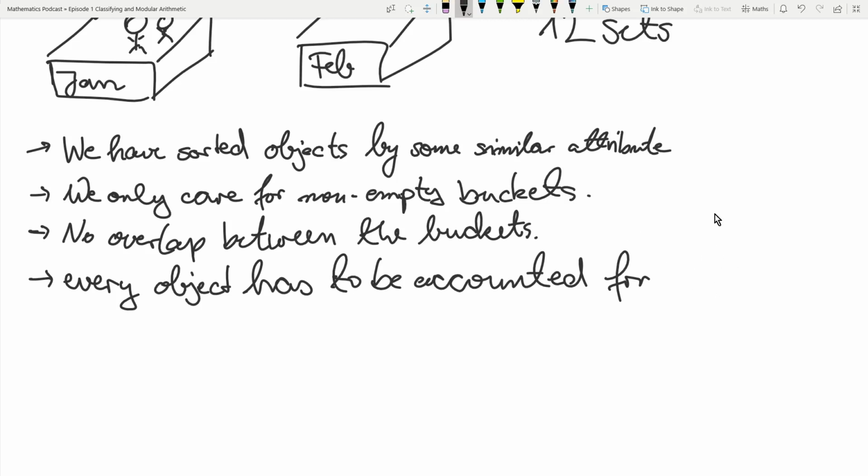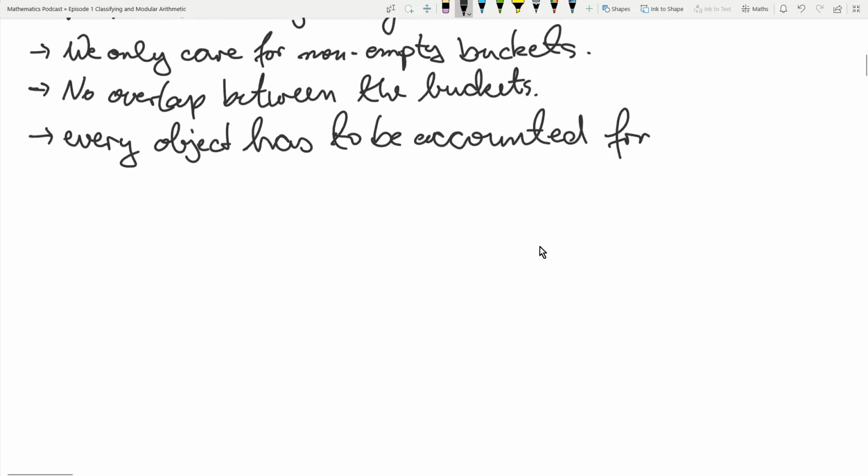This way, we have every single object somewhere. We know that we only have buckets that are non-empty, and there's no overlap, which means for every single person, we can ask, what bucket are you in? And they will only give us one answer, which is the information we are interested in. Some other example. We know that every object has to be accounted for, there should be no overlap, and we only care for non-empty buckets. So let's say we are interested in height.